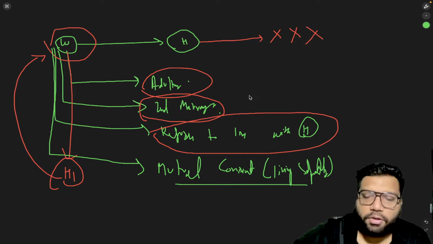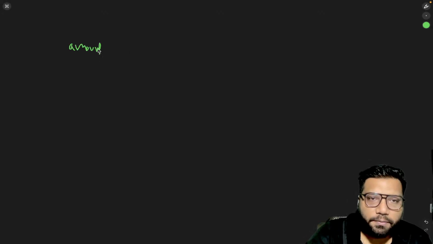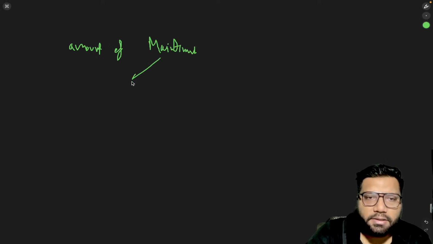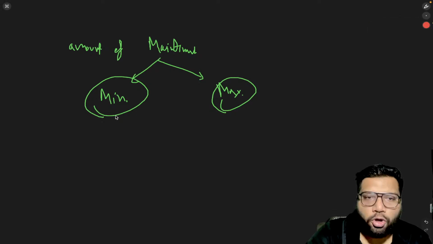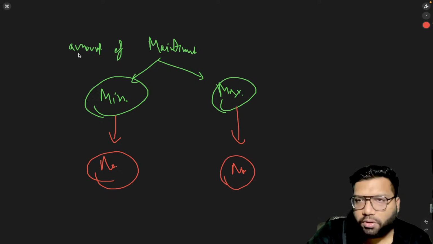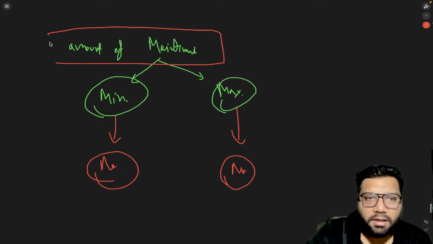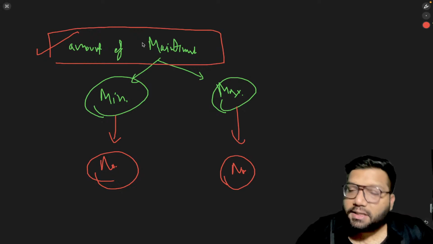Okay. Moving on to the next one. Now coming to what is going to be the amount of maintenance. When it comes to the amount of maintenance, can there be any minimum amount? Can there be any maximum amount as per section 125? So the answer is there is no minimum amount, there is no maximum amount. So how will the court figure out what is going to be the reasonable maintenance? It all depends upon the status of the parties.